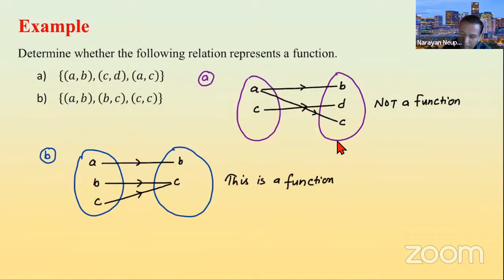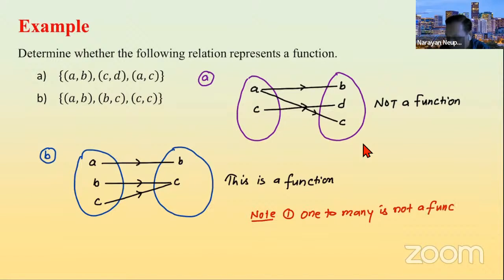So I think you can take that note. Let's write that note. Note: the first one is, here you can see one element mapped to many. More than one, I call many. So one to many is not a function. Sometimes they are confusing, so that's why I'm writing them. One to many is not a function.